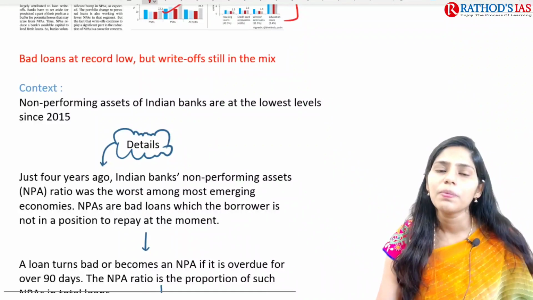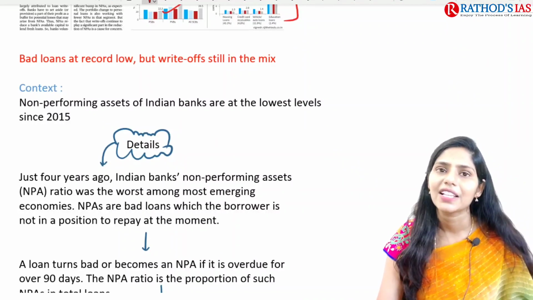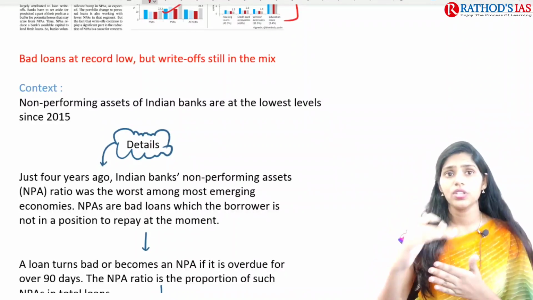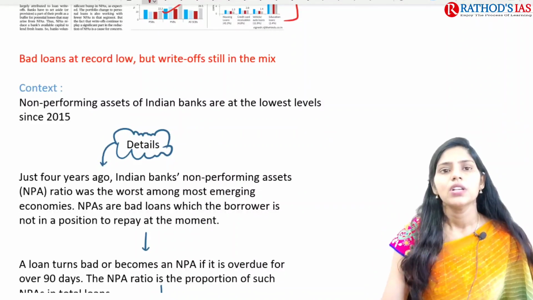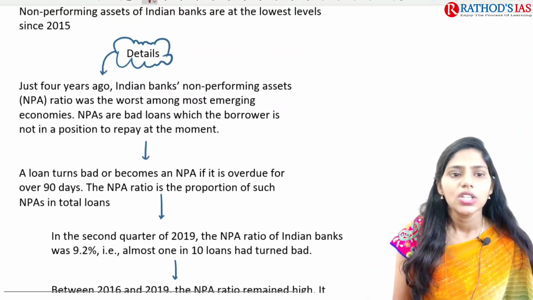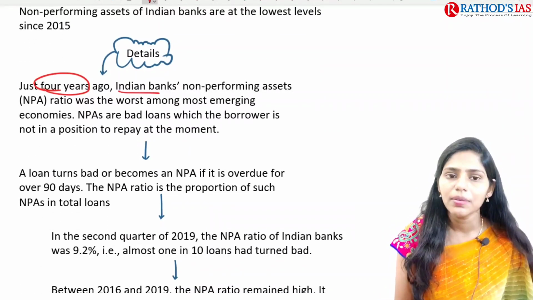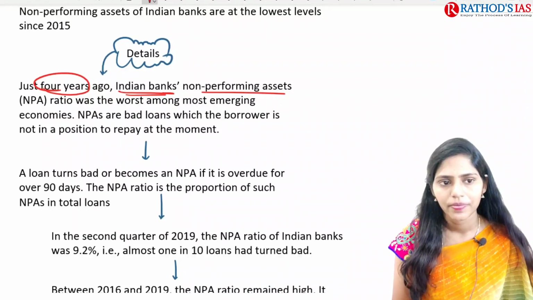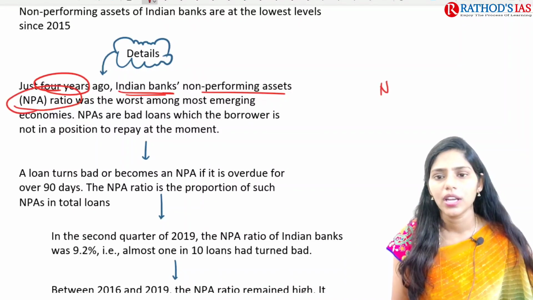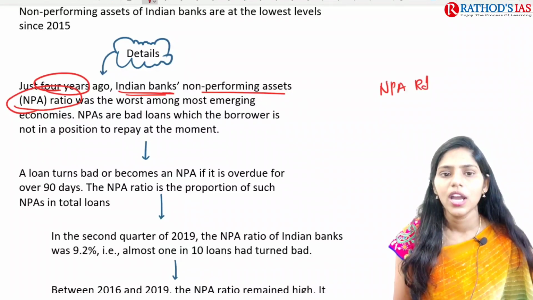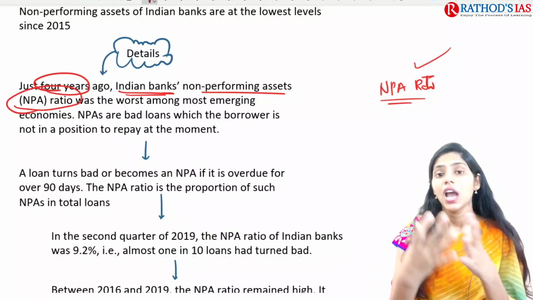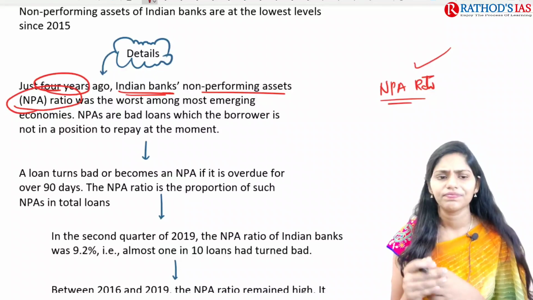It says that non-performing assets of Indian banks are at their lowest levels. So from 2015 onwards, these non-performing assets are decreasing. If you see the details, it says that just 4 years ago, the Indian banks' non-performing assets ratio was the worst. So here it is talking about the NPA ratio. The NPA ratio was worst about 4 years before, and from 2015 onwards, yes, there is a somewhat decrease.